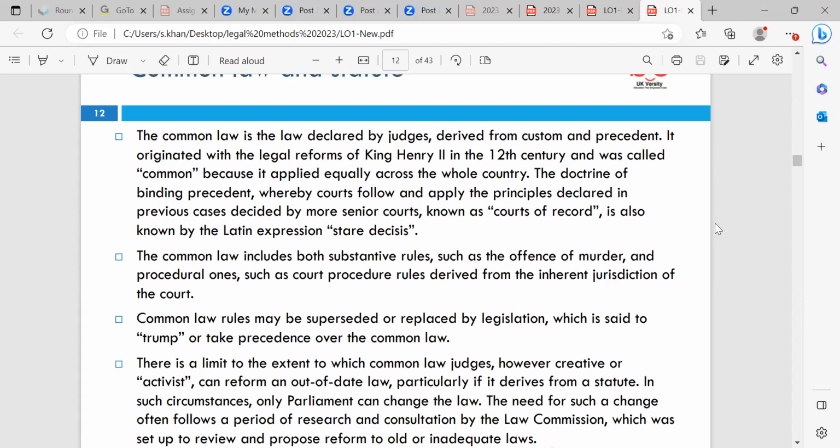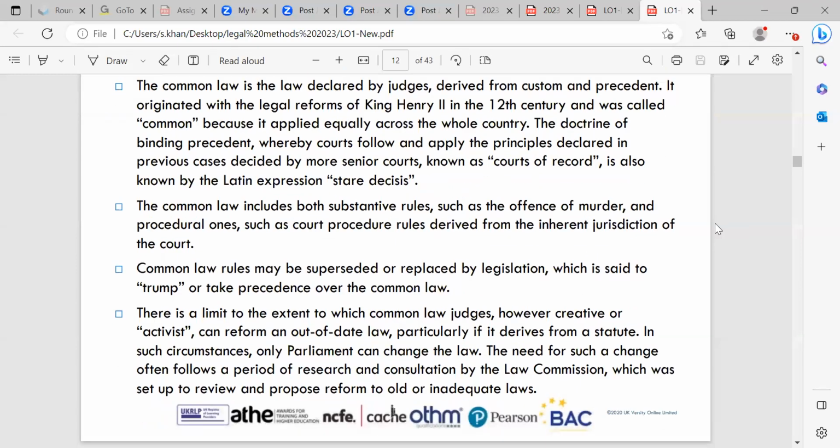The common law includes both substantive rules such as the offence of murder and procedural ones such as the court procedure rules derived from the inherent jurisdiction of the court. Common law rules may be superseded or replaced by legislation, which is said to trump or to take precedence over the common law. There is a limit to the extent to which common law judges, however creative or activist, can reform an out-of-date law, particularly if it derives from a statute. In such circumstances, only Parliament can change the law.